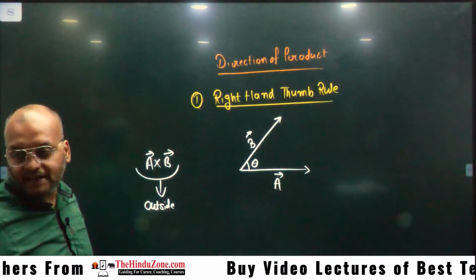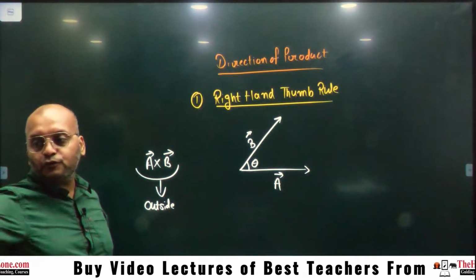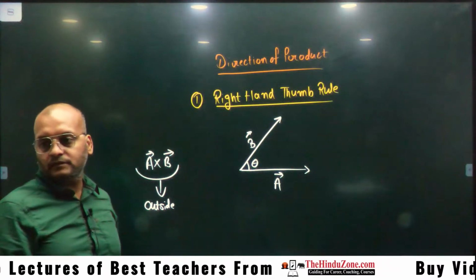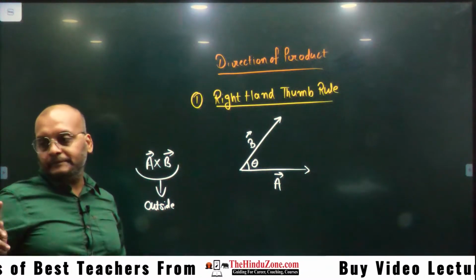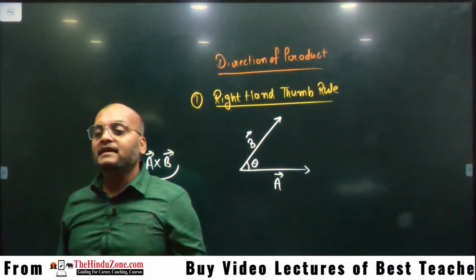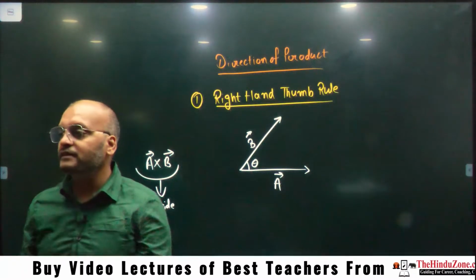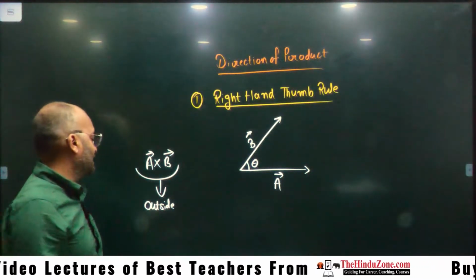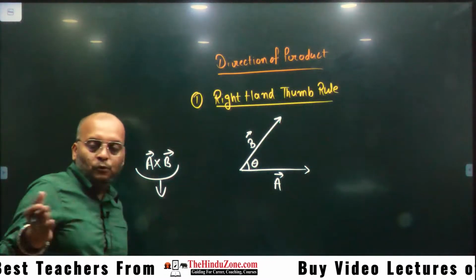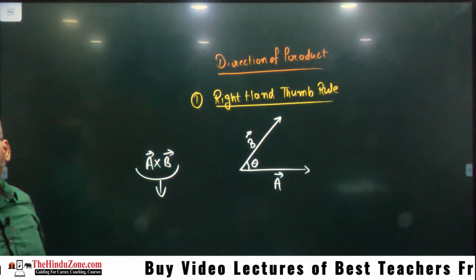You all don't write outside the plane of the board. You are drawing it in your notebook. Now tell me, according to your notebook, what will be the direction of A cross B? Upwards. Very good. Upwards, the plane of your notebook. Yes or no, Nikita? Okay. Outside the plane of the board, you can say perpendicular to the plane of the board. So in your case, it is perpendicular to the plane of your paper or plane of your notebook.